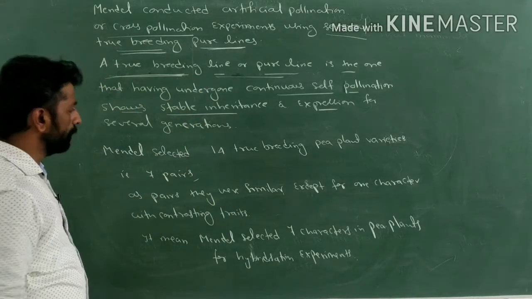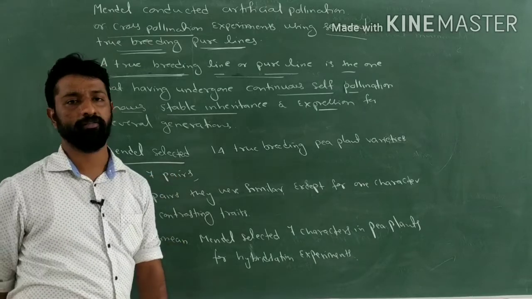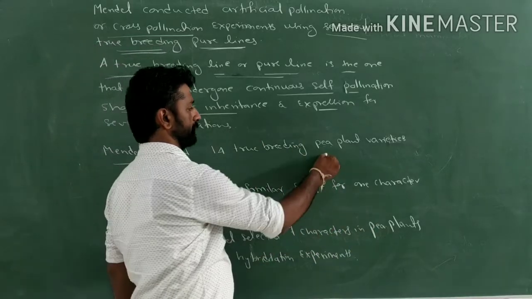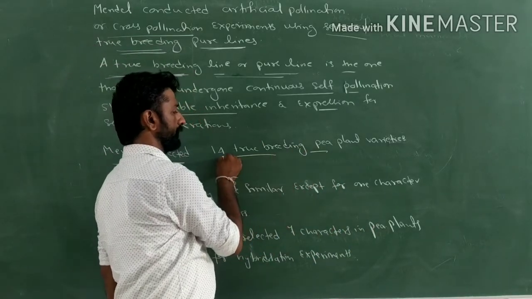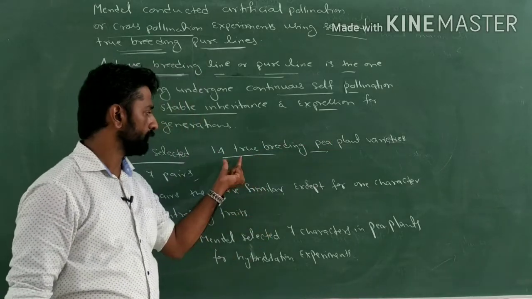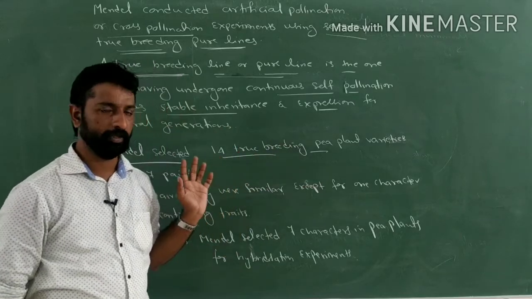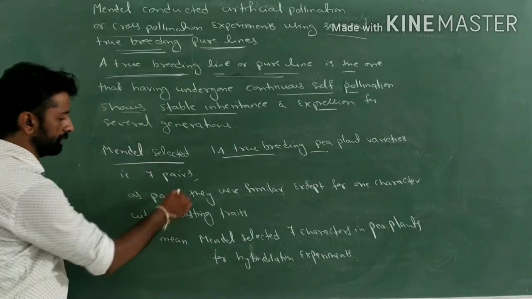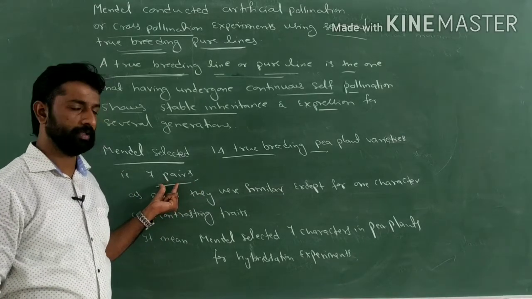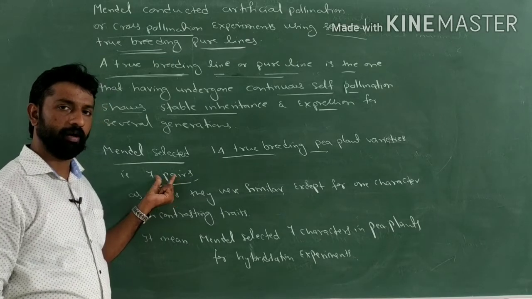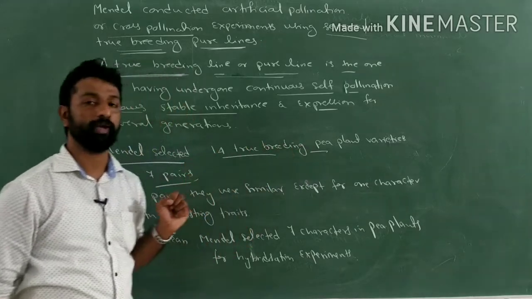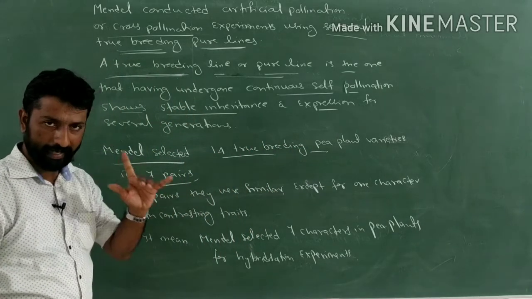Then how many such true breeding lines were selected by Mendel for the experiments? He selected 14 true breeding varieties of the pea plants. How many? 14 true breeding varieties. Here 14 varieties means in pairs, so they represent 7 pairs of characters, 7 pairs of the true breeding varieties which are representing 7 characters only.